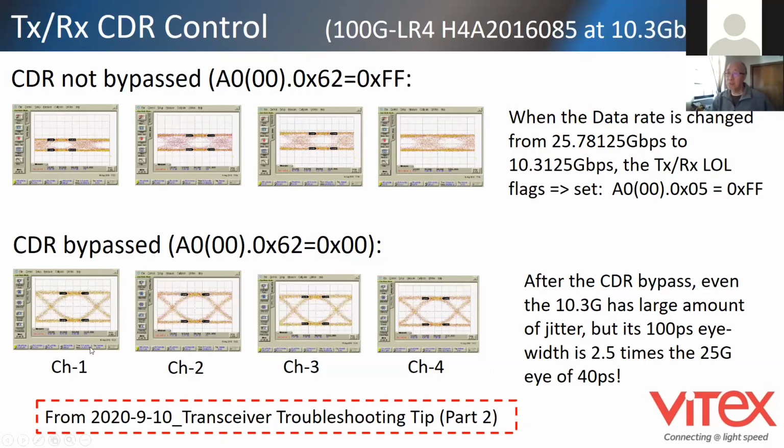Of course, the scale is a little bit different, I scaled it differently, but you can see the jitter. There's no longer any clock trying to lock. So even though the jitter is a little bit more, since the 10G data has 2.5 times the width of the 25G eye, you should have no problem passing with the same sensitivity. Again, this is presented in my other webinar. If you're interested, you can go to our website to download it.